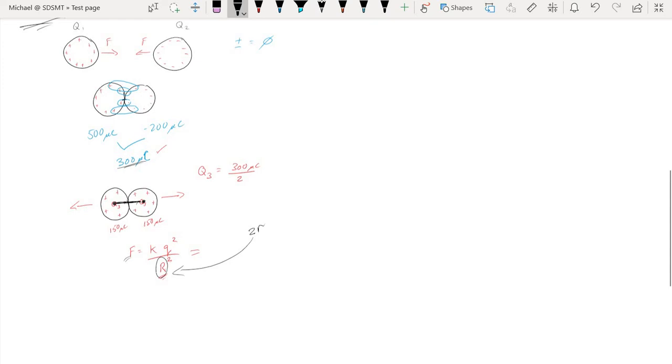All right, that actually brings us to the end of the chapter 21 material. So when we come back, we will begin chapter 22.